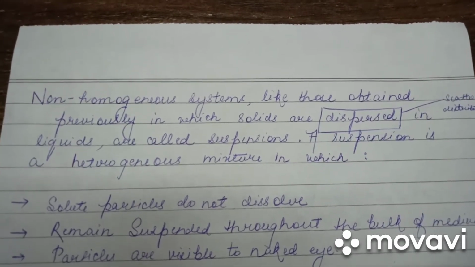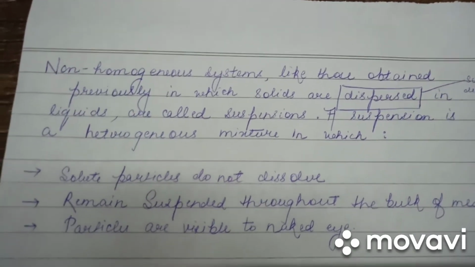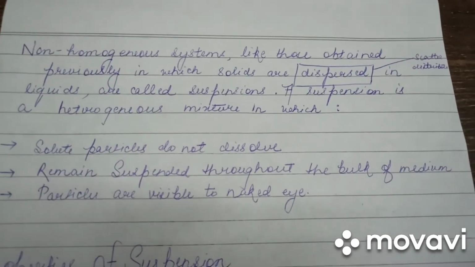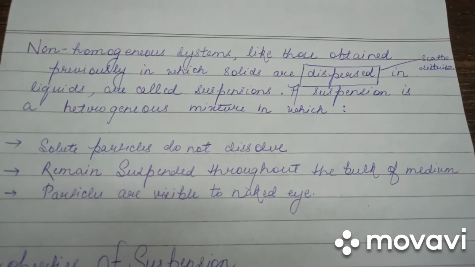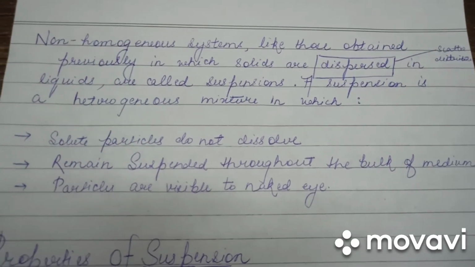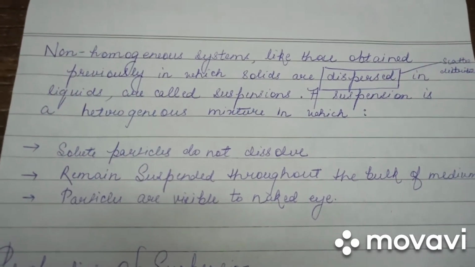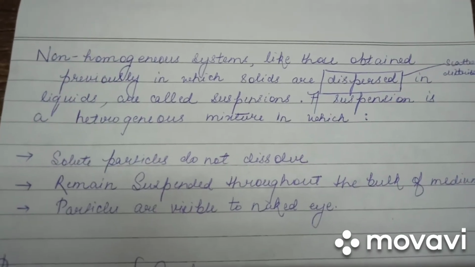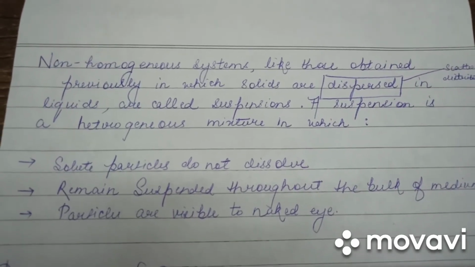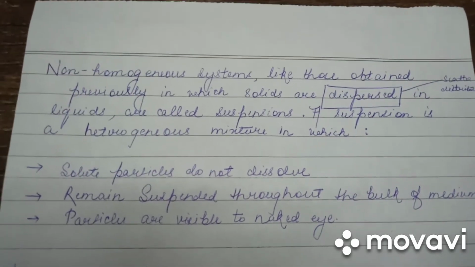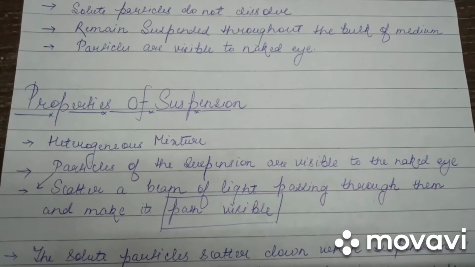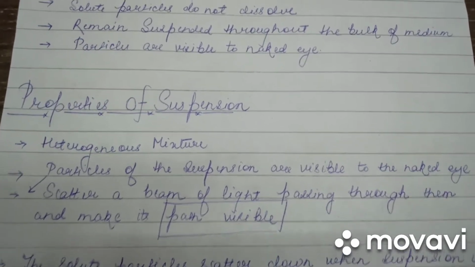Suspension is a heterogeneous mixture in which solute particles do not dissolve. They remain suspended throughout the bulk of the medium and particles are visible to the naked eye. In the activity performed earlier, when chalk powder or wheat flour was mixed with water, we obtained a suspension. Let us now discuss various properties of suspension.